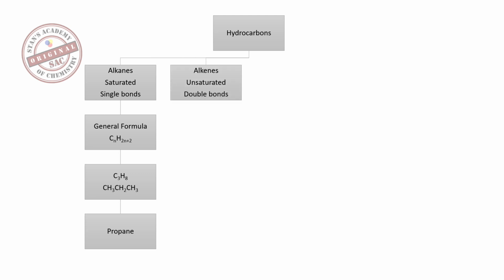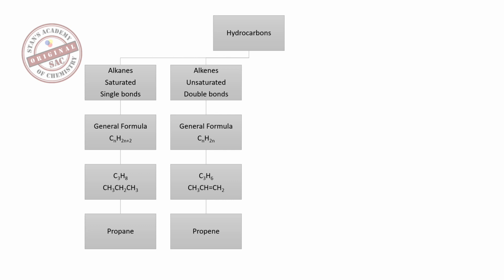The second classification is alkenes. Alkenes are compounds that contain double bonds, and they are considered unsaturated compounds. The general formula is CnH2n. And the formula of propene is C3H6 based on the general formula, and it can be written as shown.